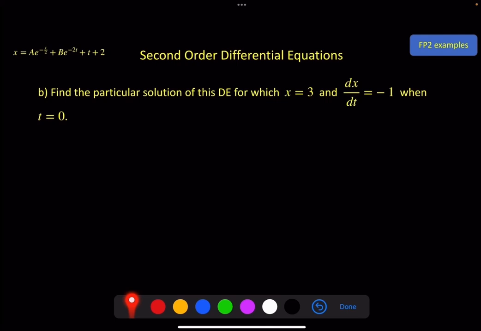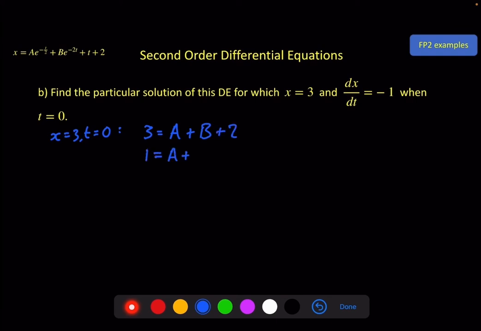Again, we've got two pairs here. We've got x equals 3 when t equals 0, and the first derivative equals -1 when t equals 0. So we'll take these both one at a time. We've got x equals 3 when t equals 0. Let's see what that gives us. Put those into your equation, your solution. 3 is equal to ae to the minus t over 2. But if t is 0, e to the 0 is just a 1, so that's a. And same for the second term. If t is 0, e to the 0 is a 1, so that's a b, plus 2. And that tells us that a plus b must equal 1.